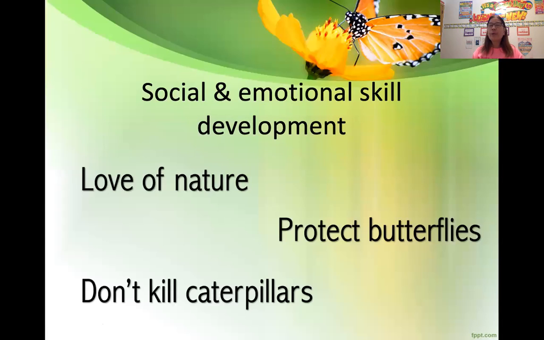we now know that we have developed the emotional and social skill of the children. Why? Telling them that butterflies are making our garden beautiful, love of nature. Now they know how to protect butterflies. Now they know how to not kill caterpillars. If they see caterpillars, if they see that structure on some leaves of trees, they should not get close to it. They just let them grow. All right.